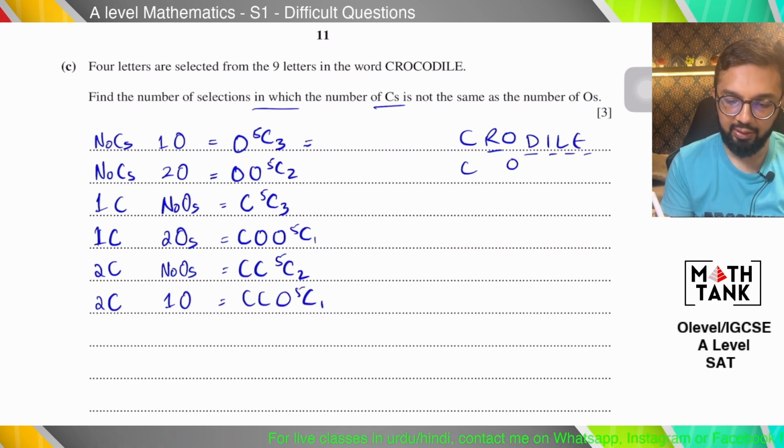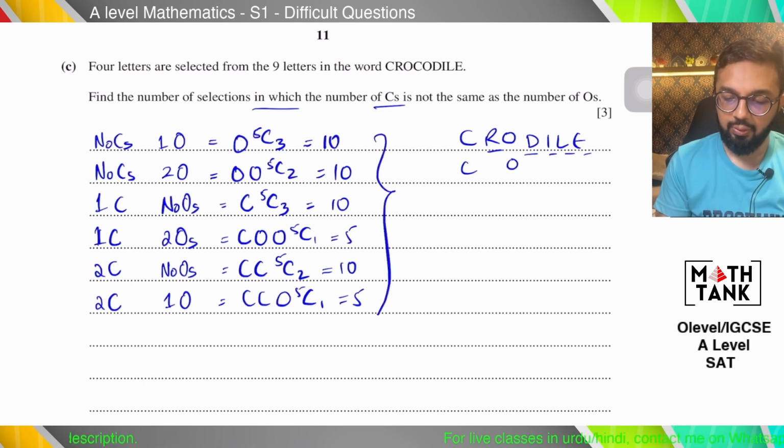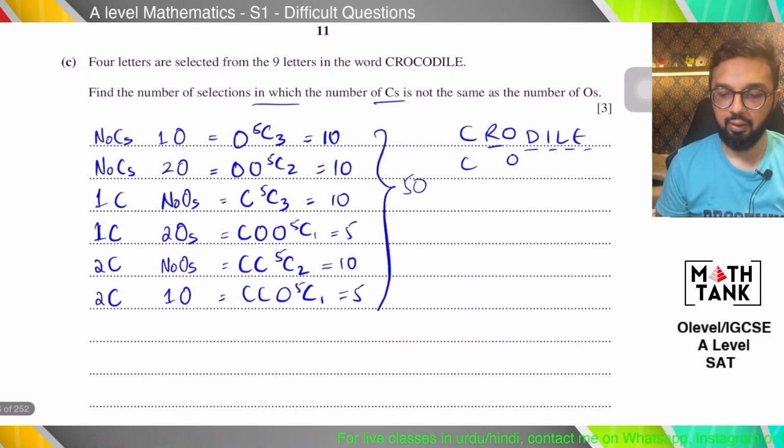5C3 is, I think, 10. 5C2 is 5. No, 5C2 is not 5. 5C2 is also 10. 5C3 is 10. 5C1 is 5. That's another 10. That's another 5. Okay, so total of 50. That should be our final answer.